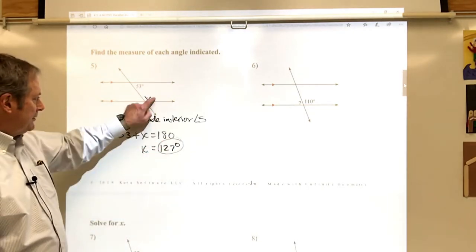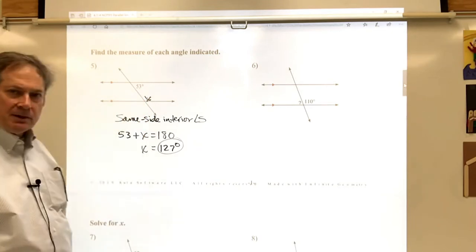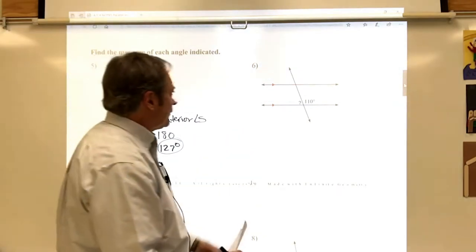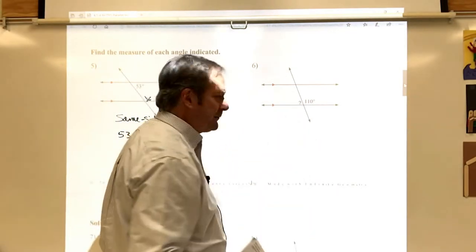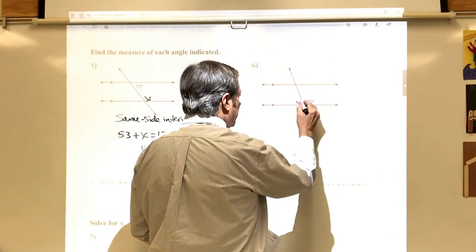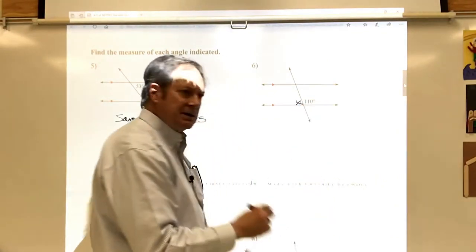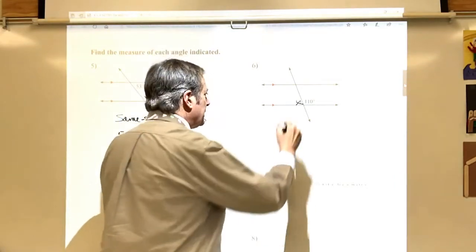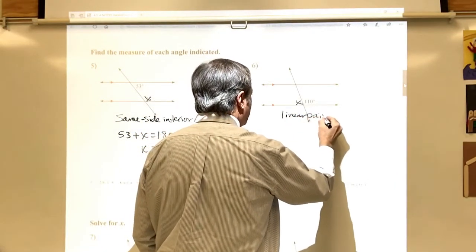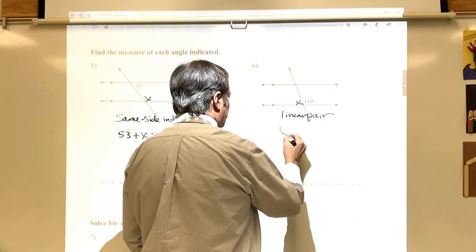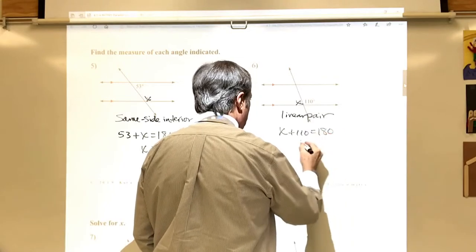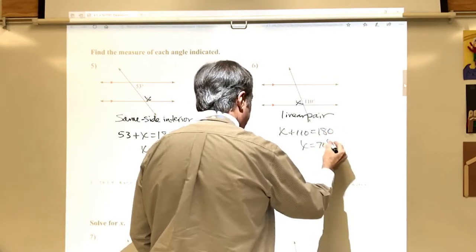And you can check, is 127 plus 53 180? Sure it is. Okay, in example 6, now this doesn't actually fit any that I just showed you, but what you've got here is that this angle I'll call x plus 110. Notice they form a straight line. So this is what we call a linear pair, and they're always supplementary. So we can say x plus 110 equals 180, or in other words, x is equal to 70 degrees.